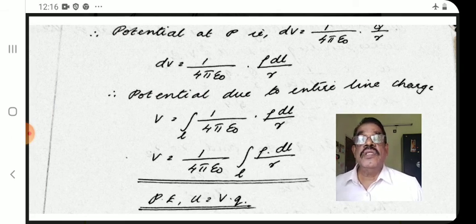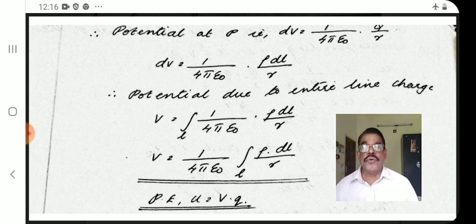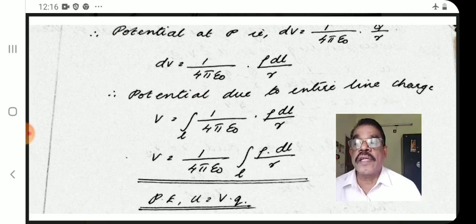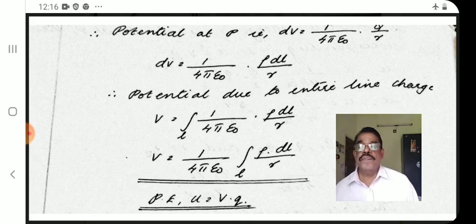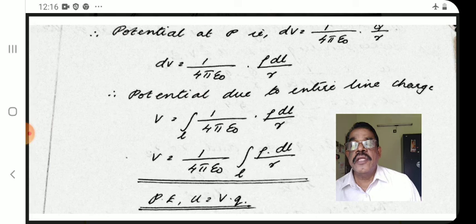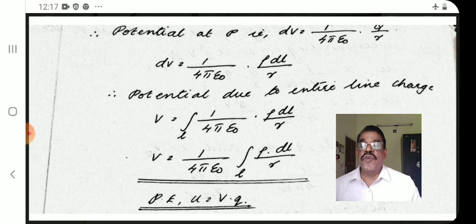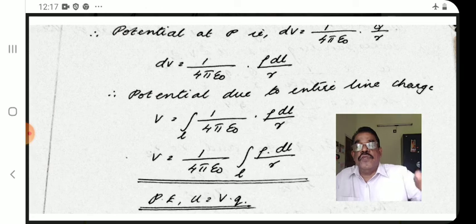So potential due to the entire line charge, the complete line charge, V is the line integral of 1/4 pi epsilon 0 rho DL by R. We can take 1/4 pi epsilon 0 in front of the integral sign. V is 1/4 pi epsilon 0 integral over L rho DL by R. And the corresponding potential energy we can find by the relation U is VQ, putting the potential due to the line charge in its place. Potential energy U is V into Q. That is very simple.